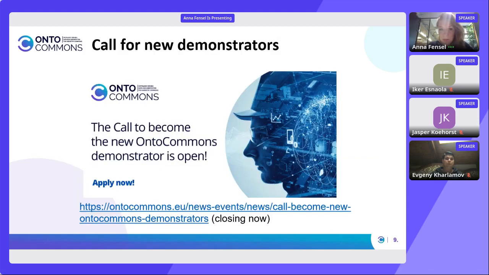There was also a call for demonstrators, so maybe some of you who are here also applied to join as new demonstrators to help us create this common vision and common picture to make ontology technologies more mature. We are closing this call now, but if there is some interest to join us in producing this roadmap, you can still apply. We would still try to integrate you. Of course, the links are on the OntoCommons website.